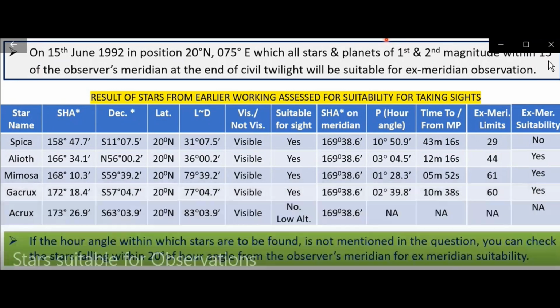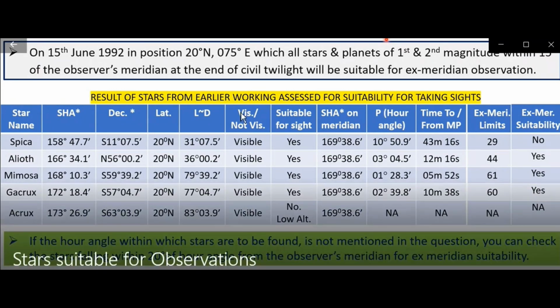अब अगर ये 15 डिग्री मेंशन ना किया हो तो यू रिमेंबर हमने वो 15 डिग्री की रेंज से ही तो स्टार्स के नाम निकाले थे लिस्ट में से, राइट बेटा? तो अगर ये 15 डिग्री हमें ना दिया हो और उन्होंने एक्स मेरिडियन सूटेबिलिटी के लिए हमसे स्टार्स पूछे हों, then we can use a value of 20 degrees.